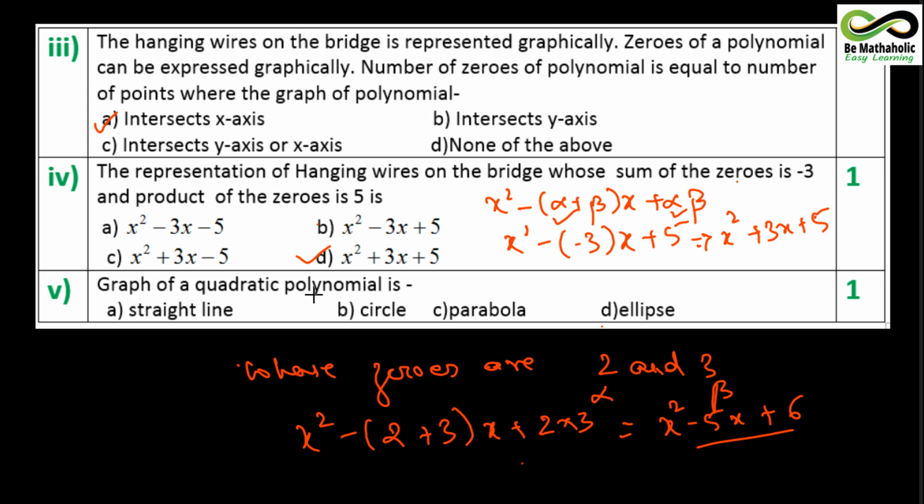Then we have the graph of a quadratic. Now this is again a repetition. Graph of a quadratic polynomial. You all know how the graph is made. When we talk about a quadratic polynomial, the graph is called a parabolic shape graph. Okay, so the graph will be a shape of a U-shaped curve which is called a parabola.